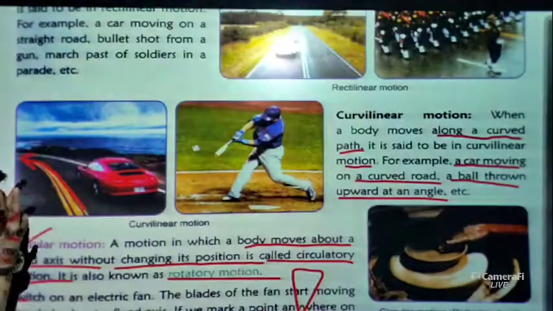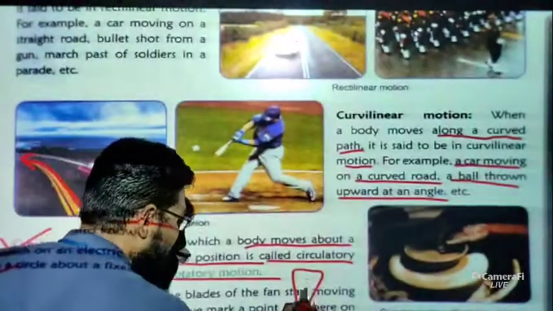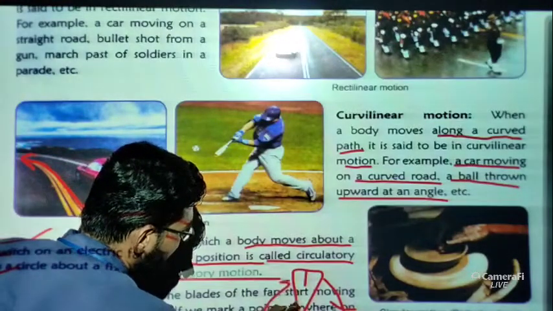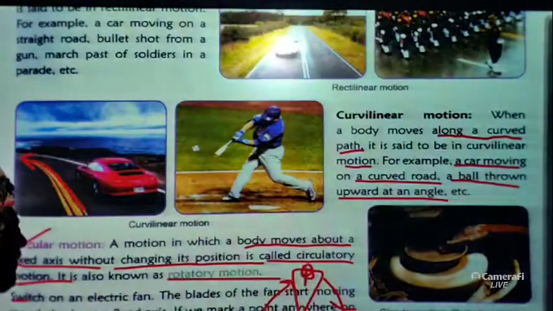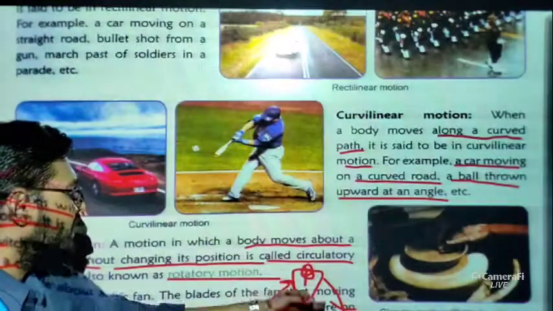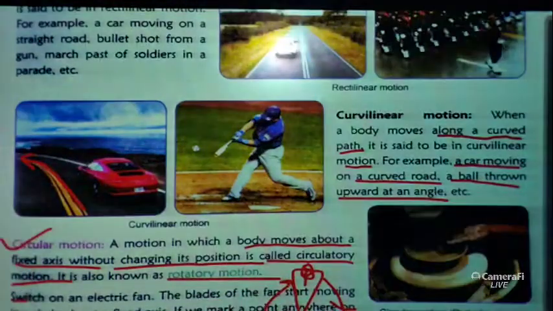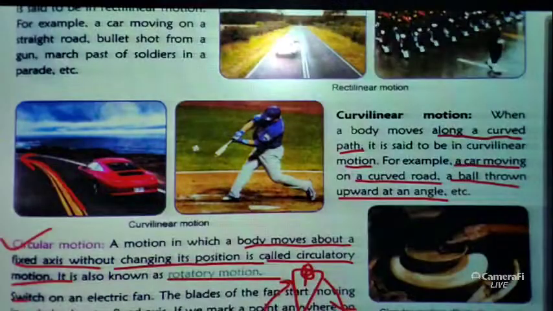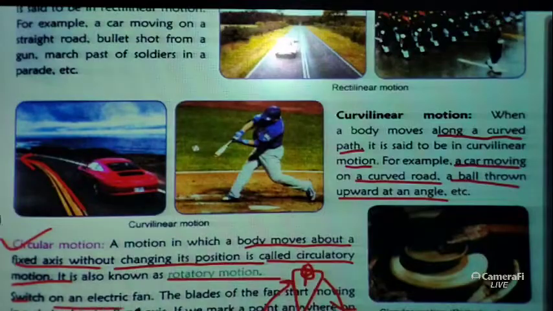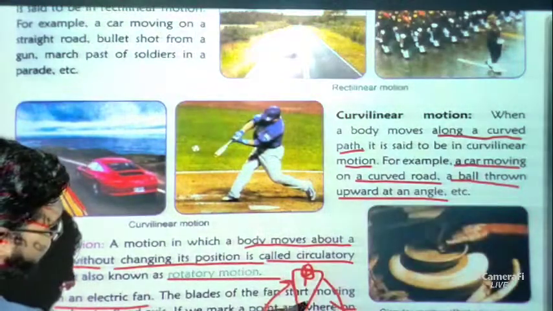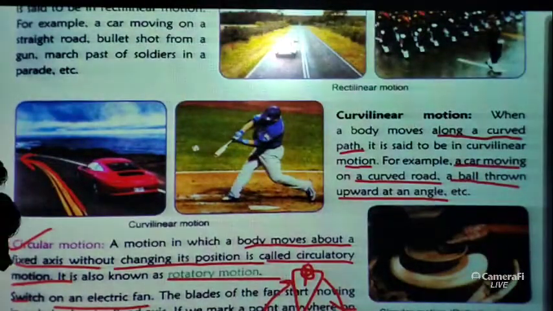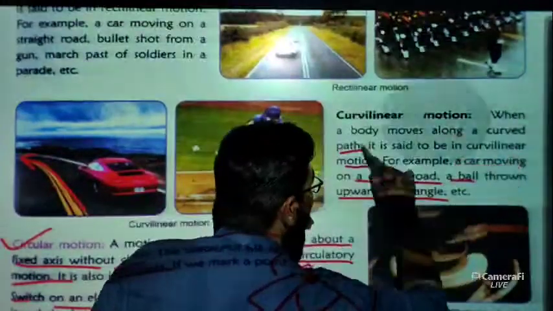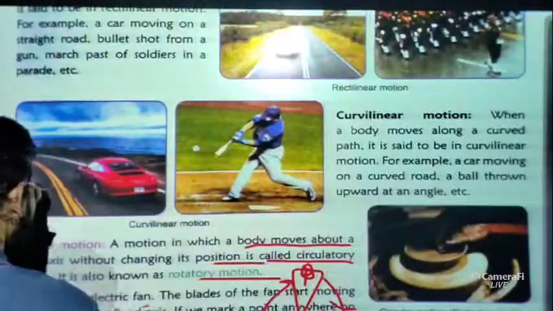Now the main characteristic is that this is blade number 1. After a certain interval of time, this blade number 1 will come to this position again. That means it will follow its path again and again. So this type of motion we call circular motion or rotatory motion. Examples: switch on an electric fan, the blades of the fan start moving in a circle about a fixed axis. So this is a very good example of circular motion.